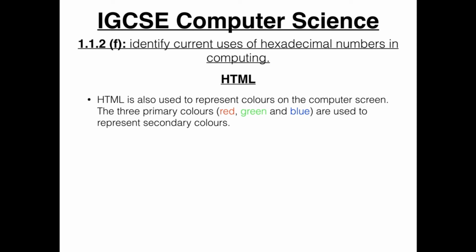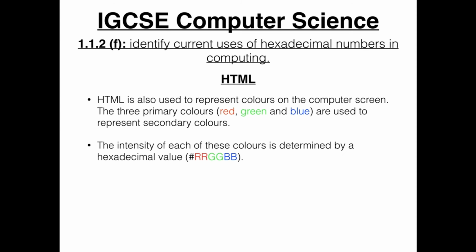HTML is also used to represent colors on the computer screen. Three primary colors, red, green, and blue, are used to represent secondary colors. So you mix them up and they make secondary colors. The intensity of each of these colors is determined by a hexadecimal value, hashtag RRGGBB. So this is where hexadecimal is tied into HTML. Hashtag FF0000 would be the primary color red, that would be green, that would be blue, and of course you can mix them and give them different intensities, that is hexadecimal values.